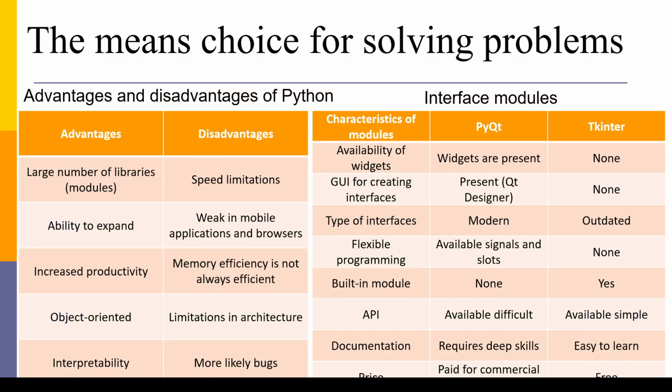The Python programming language was chosen as a means to solve this problem. The main advantage was the large number of libraries and modules, and existing shortcomings were not significant for the implementation of this project. Of all the modules used in the project, the most important are the interface module and the graphical data visualization module. Among the interface modules, the choice was made between PyQt and Tkinter. As a result, PyQt was selected, the characteristics of which are given in the table.